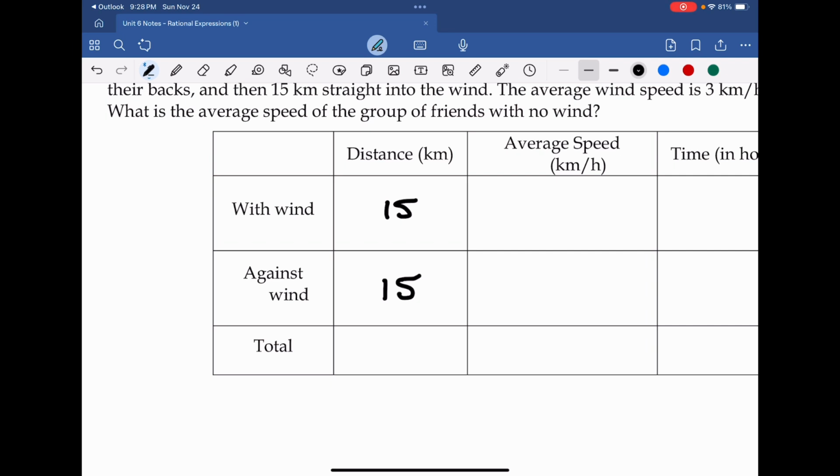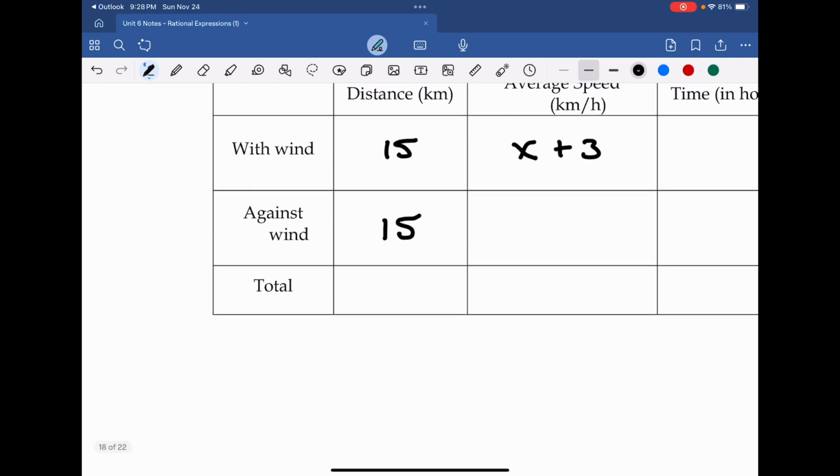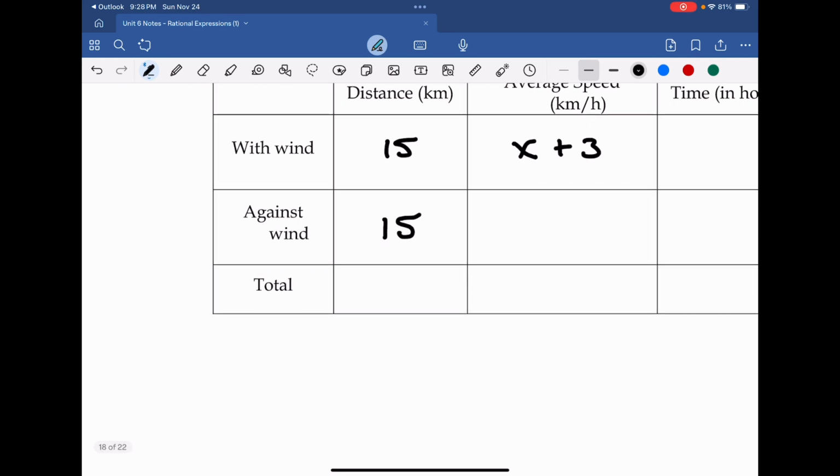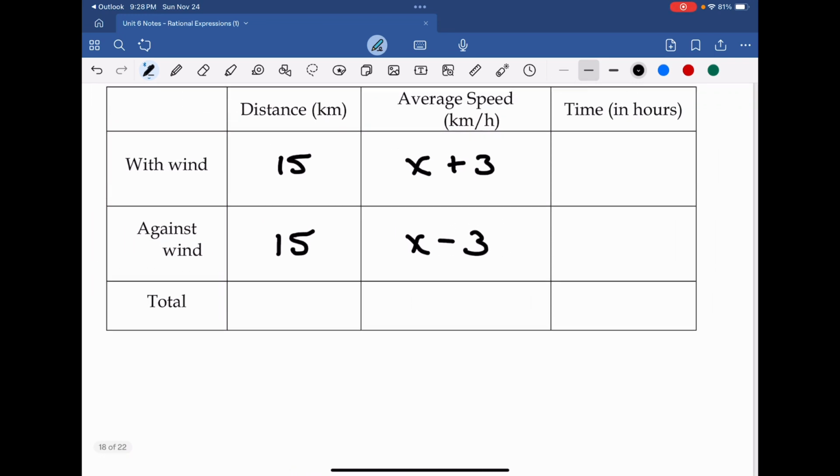The average speed, if you have wind that is helping you, or with the wind, that means there's a tailwind. It's pushing you along. We're going to take that x and add the 3 kilometers an hour that it would be pushing us. Opposite, if you're going against the wind or heading into the wind, this is a headwind and it affects you and pushes you back. So it's going to be a -3 on our speed.